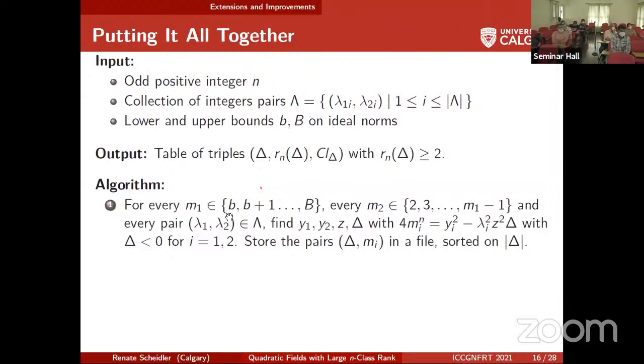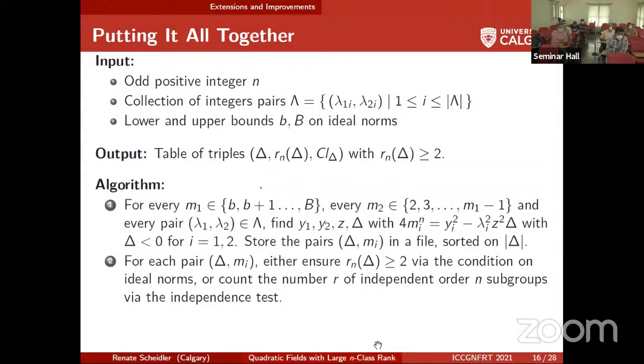And what you do is, for each of these ideal norms M1, you loop over all the M1s inside your bounds. And then for each M1, you loop over all the M2s, the other ideal norms, and you loop over each of these lambda pairs. And then you use that solution approach from the norm equation, and you find integers y1 and y2 and z and delta, such that this equation here is satisfied and delta is less than 0. Every time you find one, you store the delta, M_i pairs in a file, and you sort that file according to the absolute value of the discriminant.